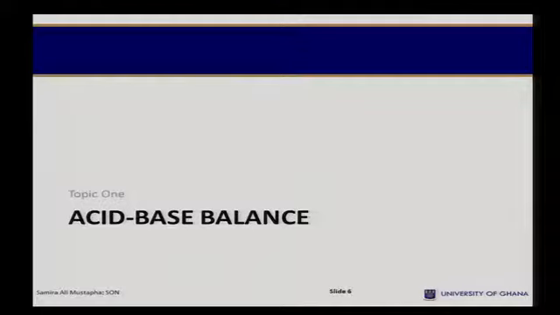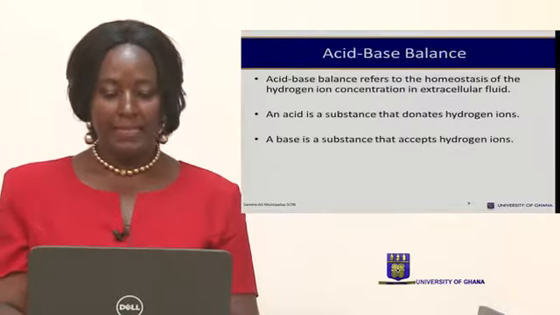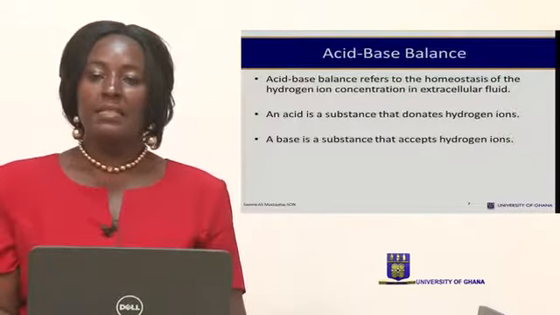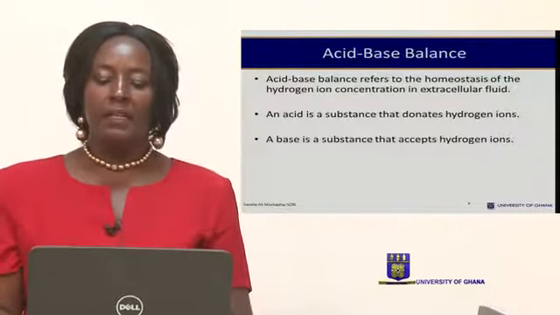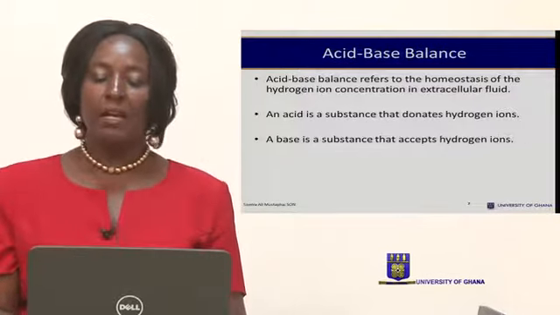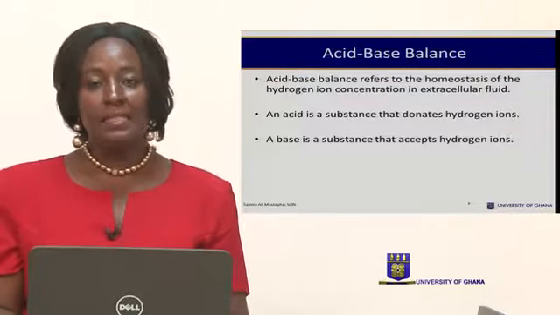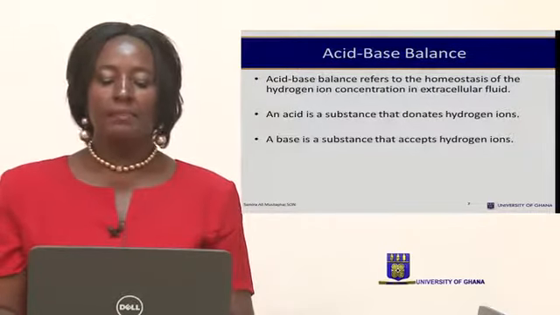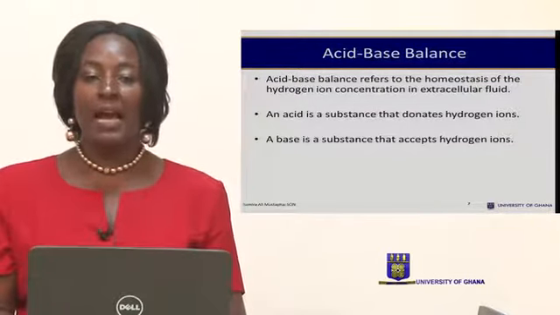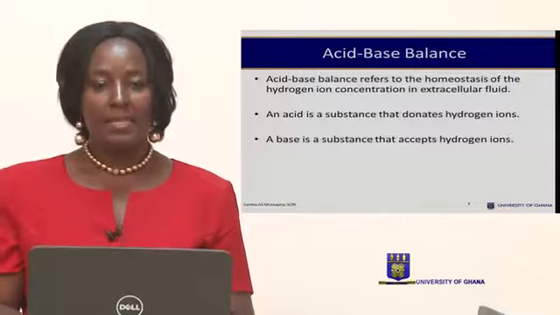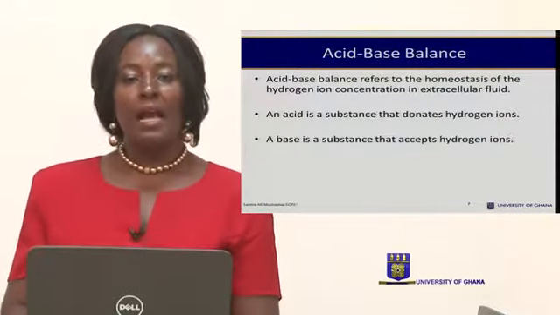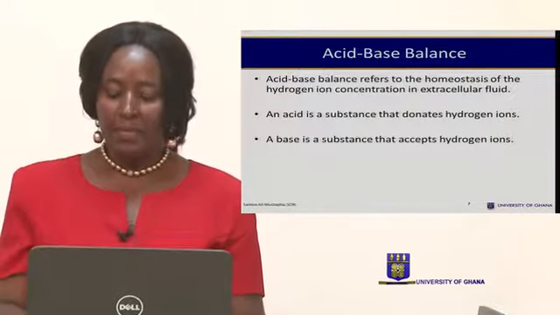So the first we'll look at is acid-base balance. We refer to homeostasis, that is the body's ability to achieve balance of hydrogen ion concentration in the extracellular fluid. And this is acid-base balance. Substances that donate hydrogen ions are acidic, and substances that accept hydrogen ions are alkaline or base in nature.